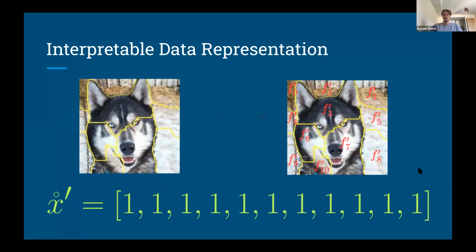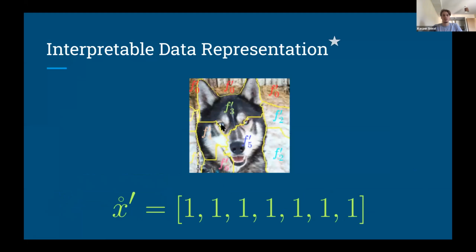So what's an interpretable data representation for images? For images, we simply partition them into non-overlapping segments called superpixels, and then we annotate each partition of an image as our interpretable feature. And again, the original image is represented as an all-one vector, which means all of the superpixels are preserved.